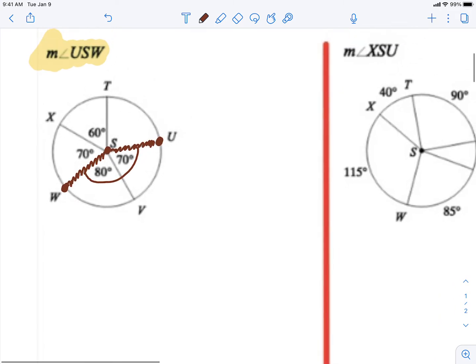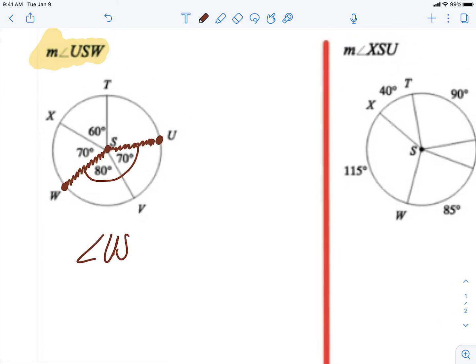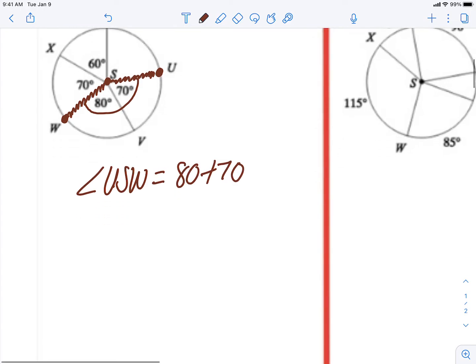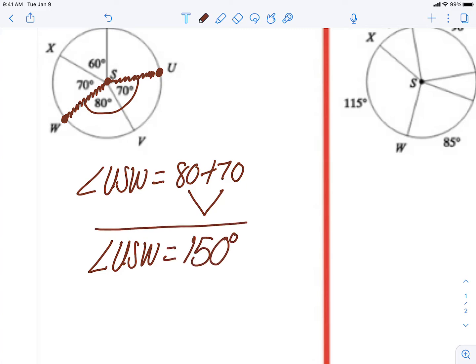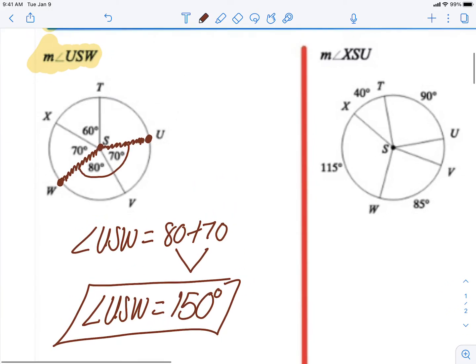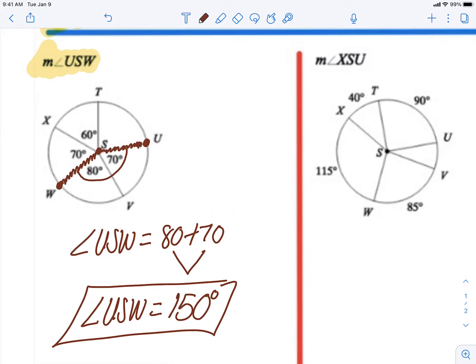So angle USW is equal to 80 plus 70, which is 150 degrees. Look at that. Perfect. Angle USW, right here, is 150 degrees because it's 80 and 70 together, and 80 plus 70 is 150. Perfect.